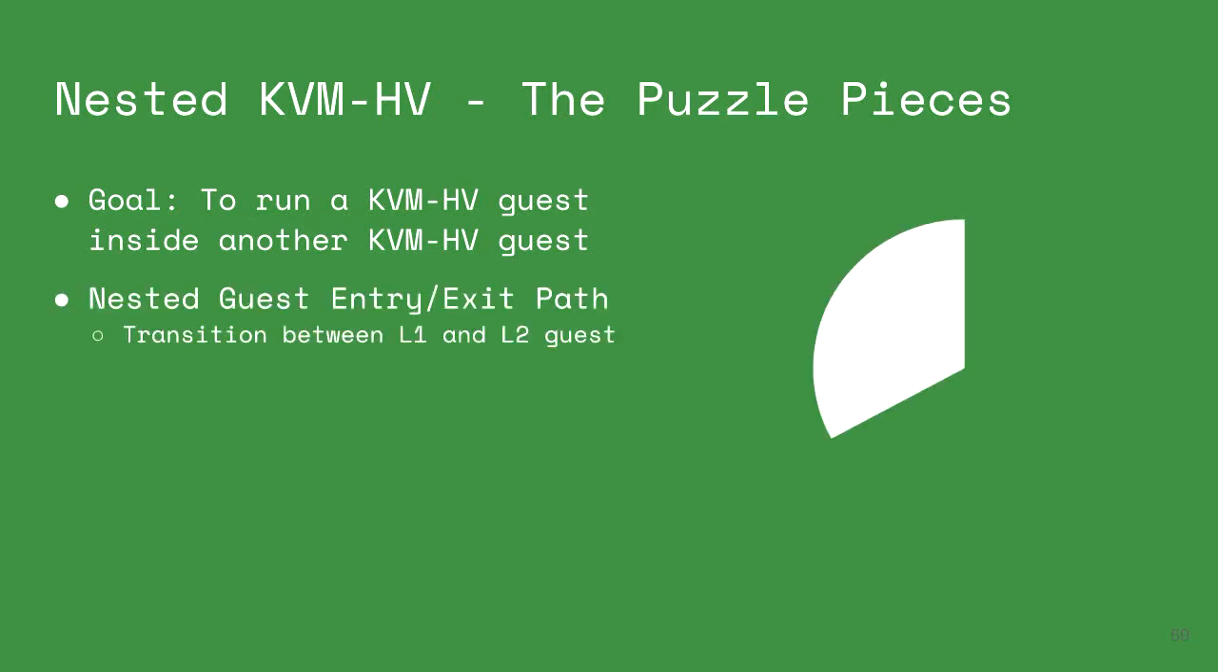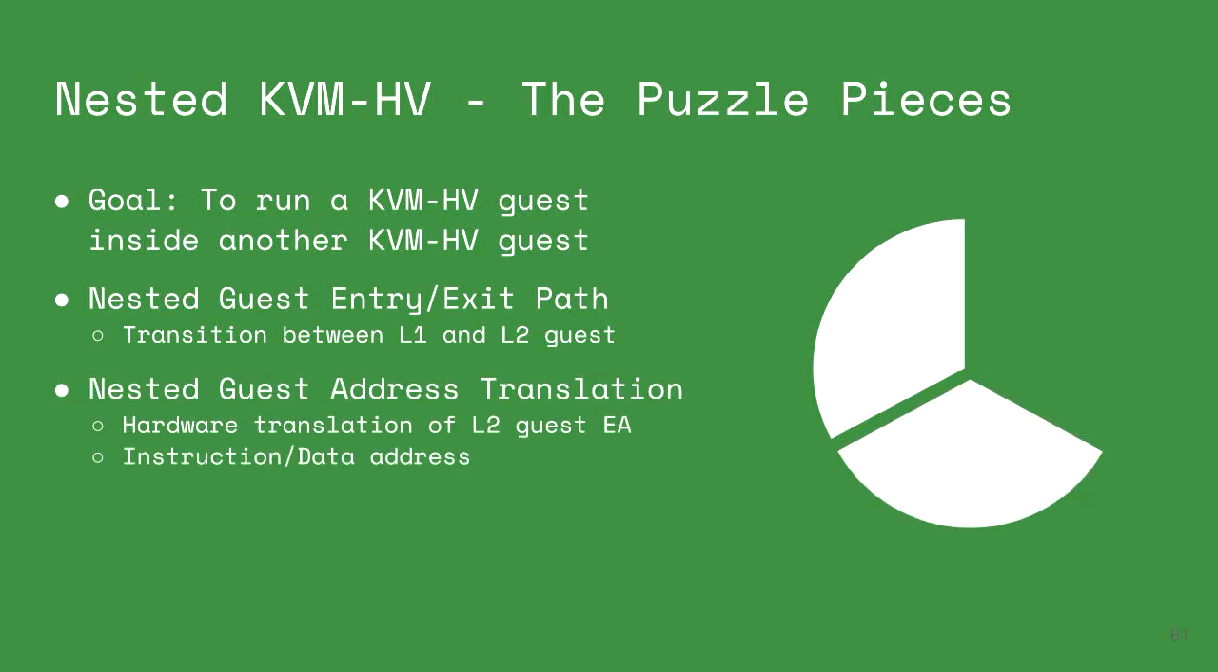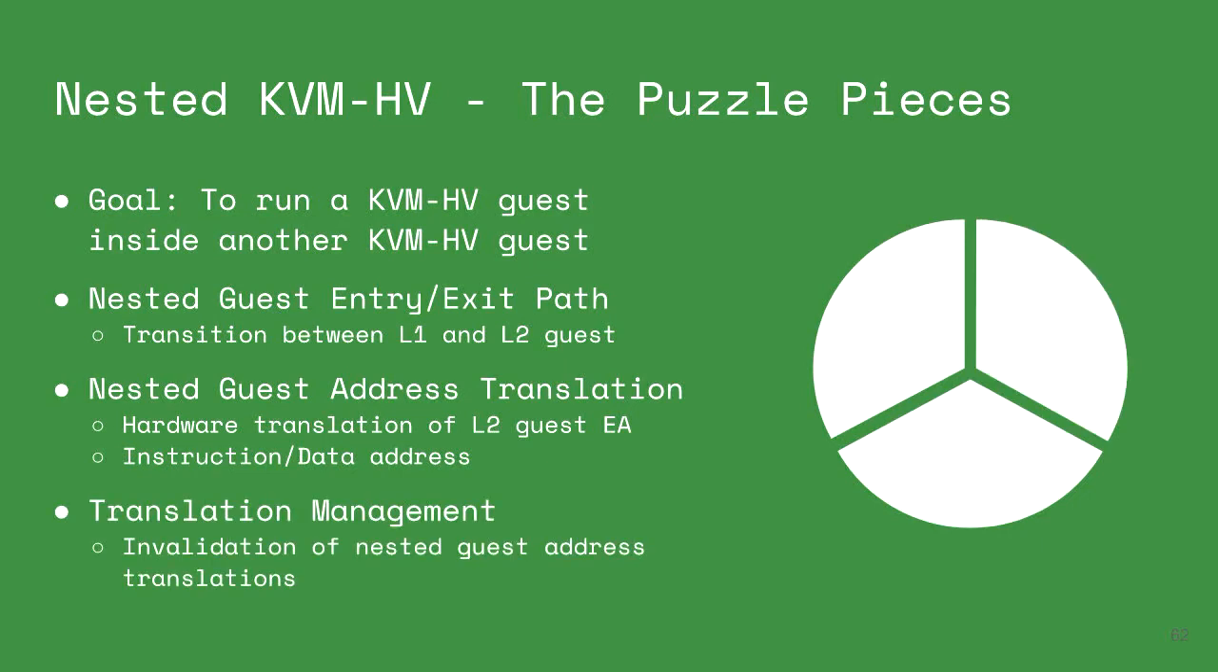So the first puzzle piece is the nested guest entry exit path. Once we're in level 1, how are we going to get into level 2? Once we're there, how are we going to translate these nested guest addresses? And then once we've set up these address translations, how are we going to invalidate them? And those are my 3 puzzle pieces.